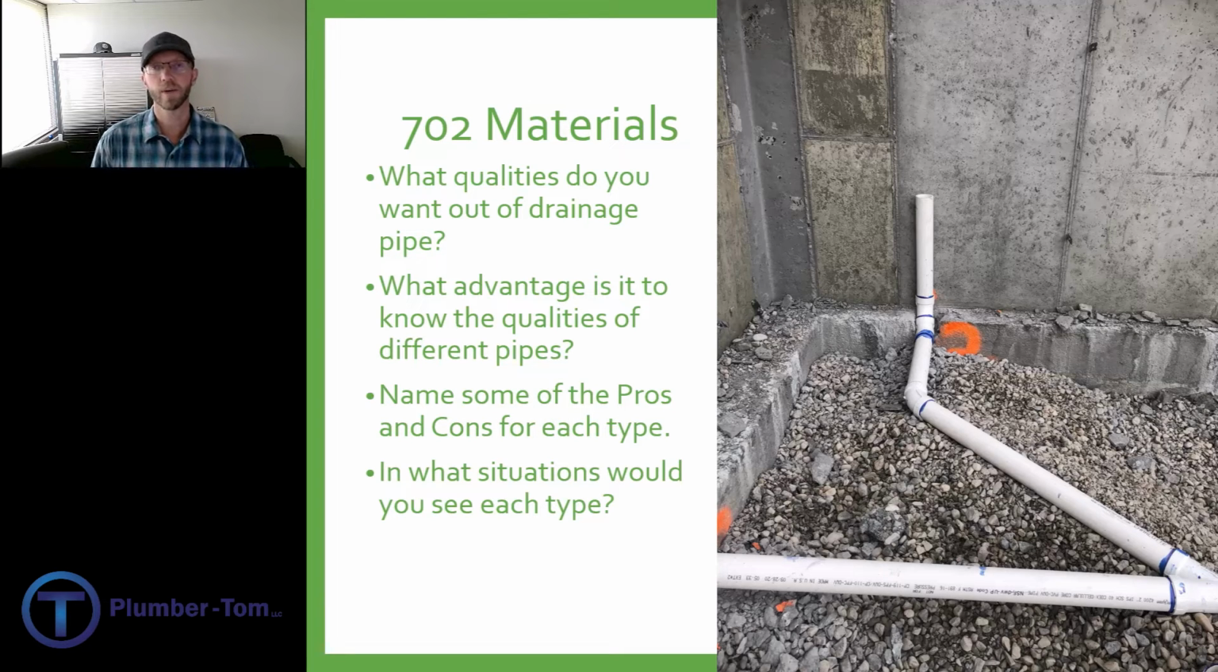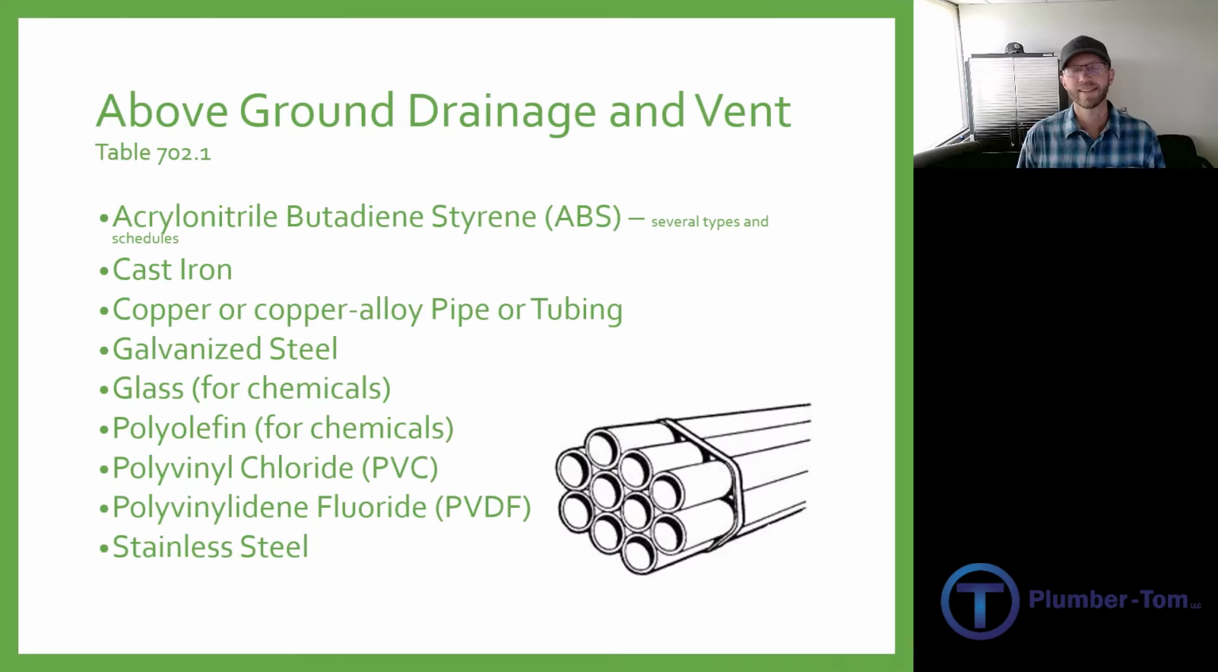Now here's a fun one. Let's list out what are some of the pros and cons for each type of pipe, and in what situations would you use each of these types of pipe. Table 702.1 gives us a list of piping materials that can be used above ground. We then see another table, 702.2, that shows what can be used below ground. But let's focus on this one for above ground drainage waste and vent.